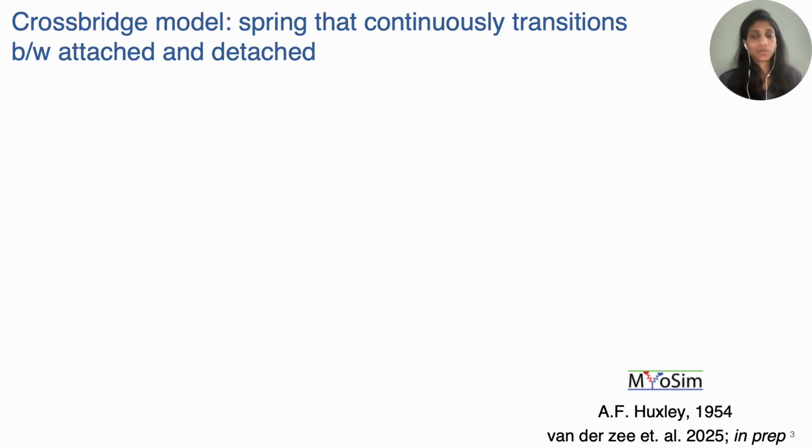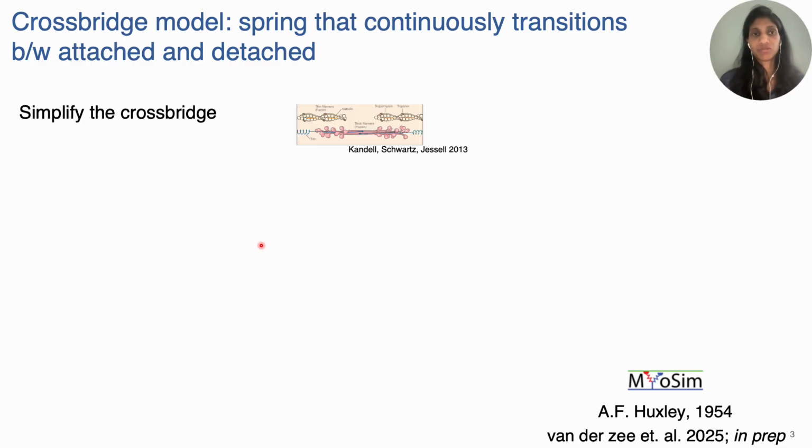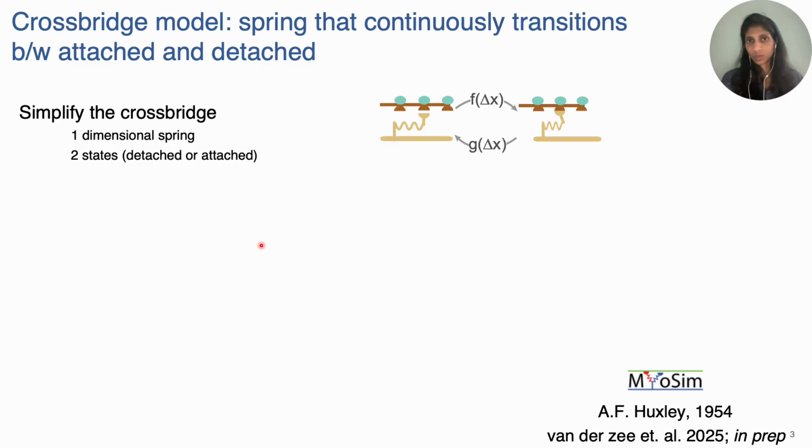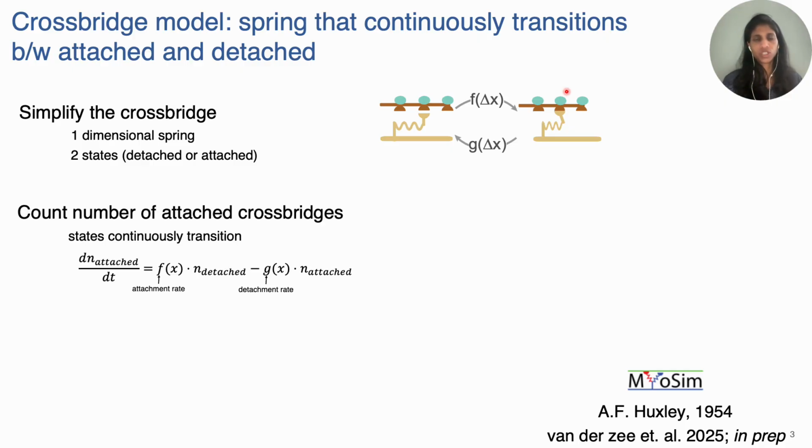Okay, so how do we simulate a cross bridge? Well, we first simplify the cross bridge and call it a spring. And then we say that the spring or cross bridge can exist in one of two states. It can be detached or it can be attached. Now, it's only when the cross bridge is attached that it can generate force, which means to know the whole muscle force, we first need to count the number of attached cross bridges at any given point in time.